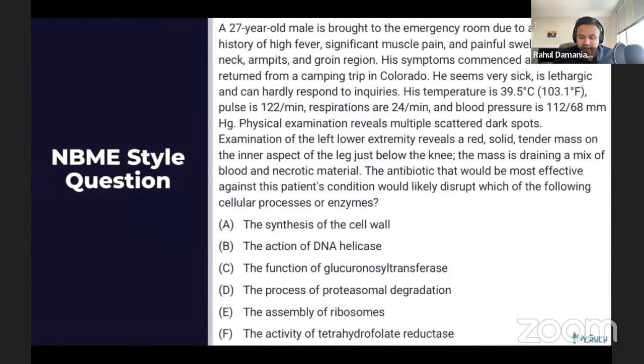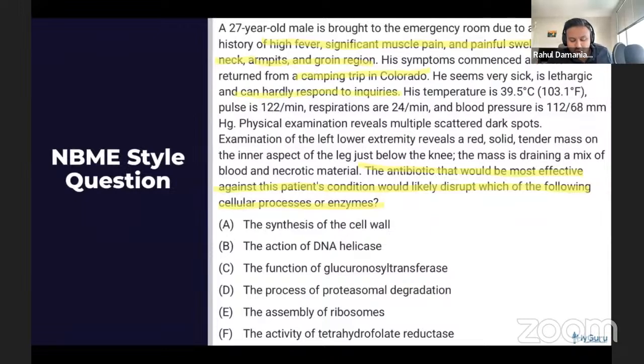All right, let's go ahead and go through this question. The antibiotic that would be most effective against this patient's condition would likely disrupt which of the following cellular processes or enzymes? A 27-year-old male is brought to the emergency room due to a week-long history of high fever, significant muscle pain, and painful swelling across his neck, armpits, and groin region. His symptoms commenced after a camping trip in Colorado. He seems very sick, is lethargic, and can hardly respond.